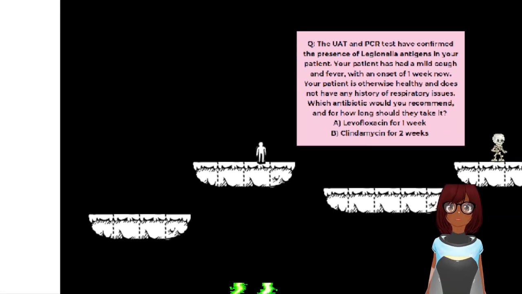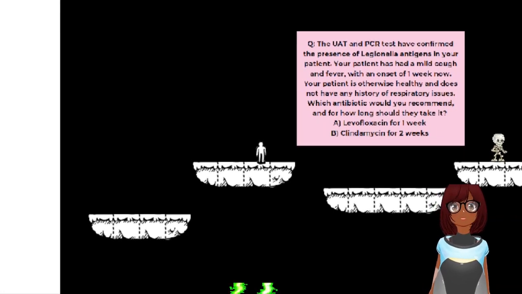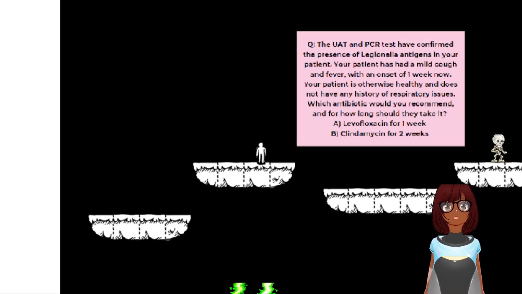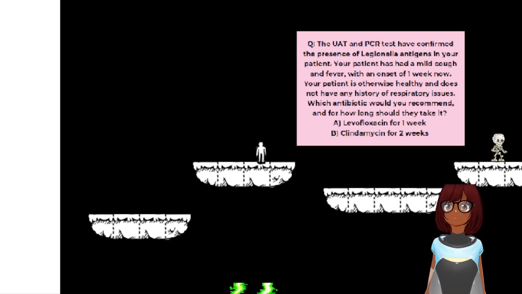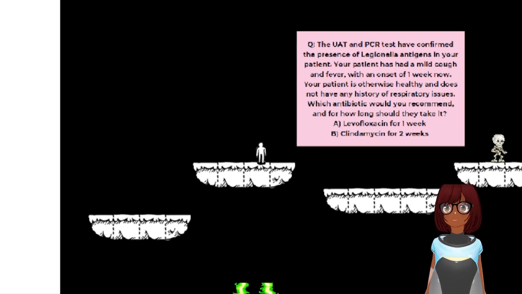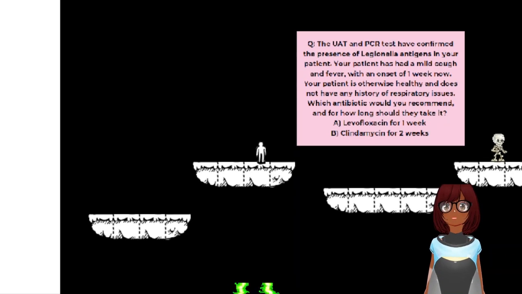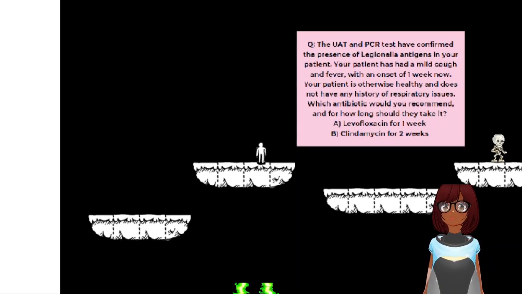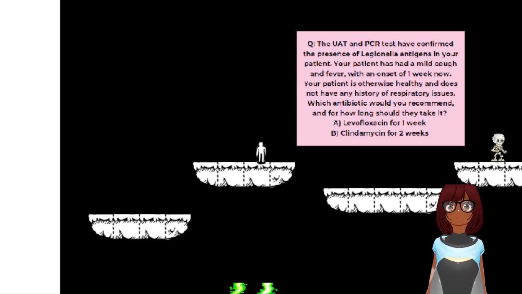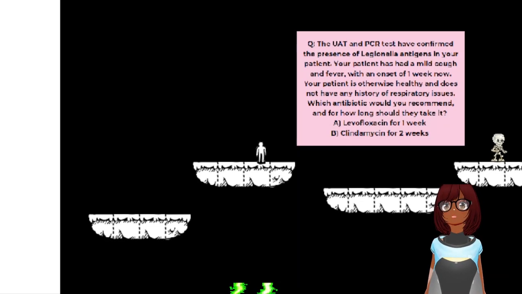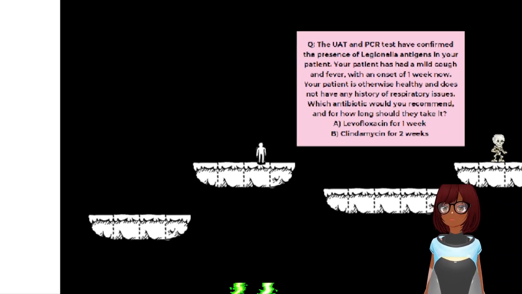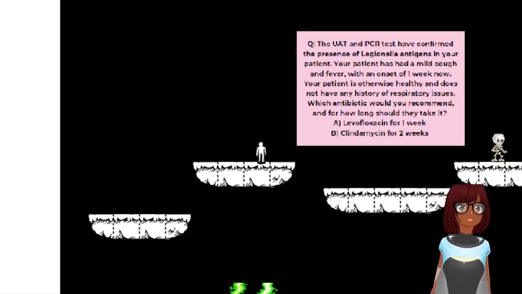The UAT and PCR tests have confirmed the presence of Legionella antigens in your patient. Your patient has had a mild cough and fever with an onset of 1 week now. Your patient is otherwise healthy and does not have any history of respiratory issues. Which antibiotic would you recommend, and for how long should your patient take it? A, levofloxacin for 1 week, or B, clindamycin for 2 weeks?